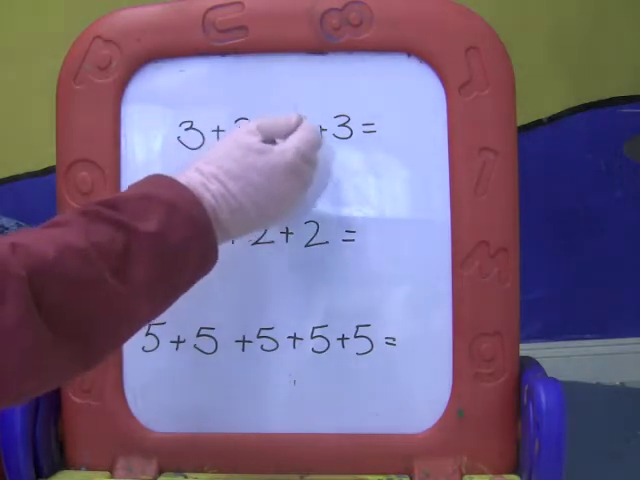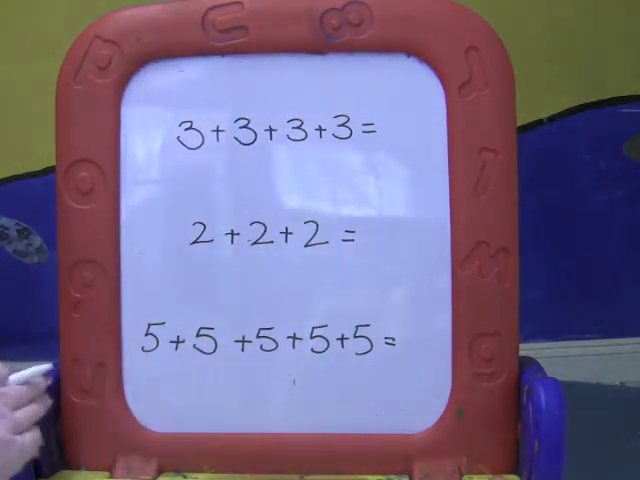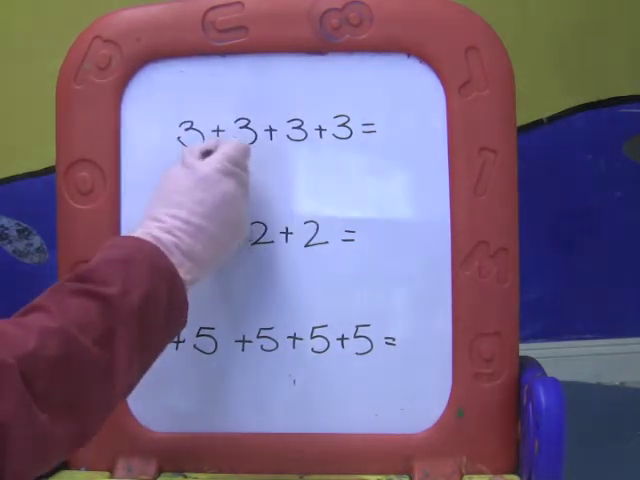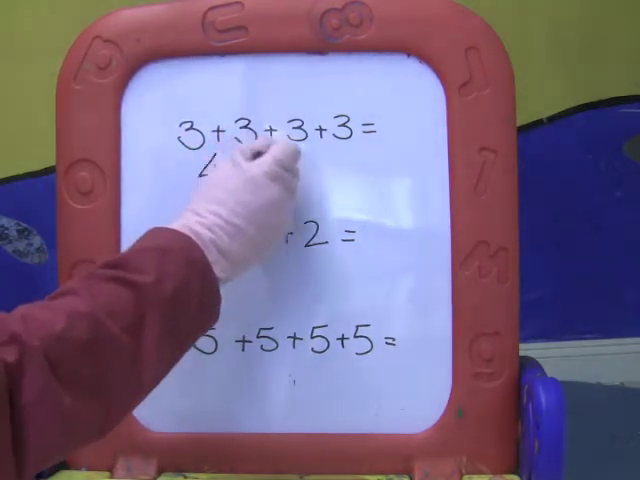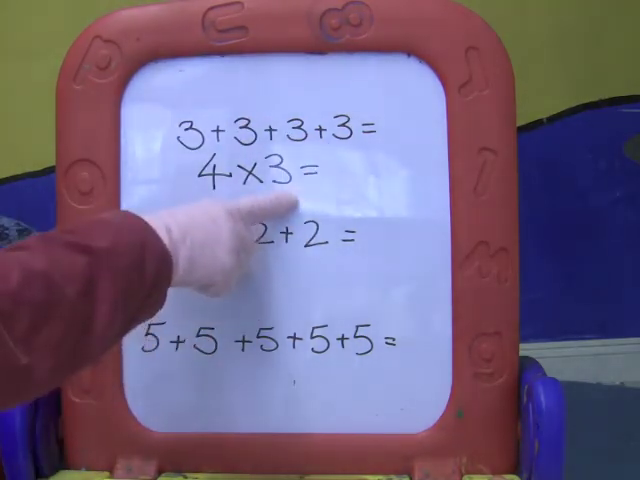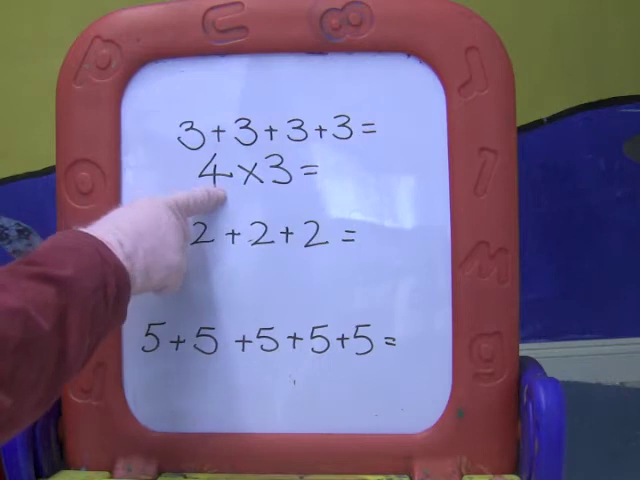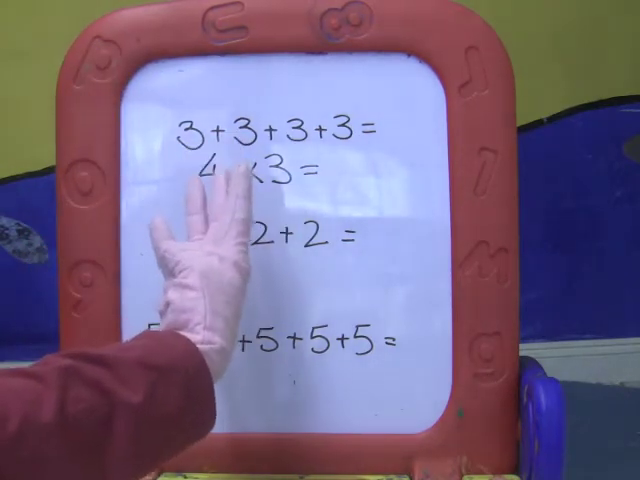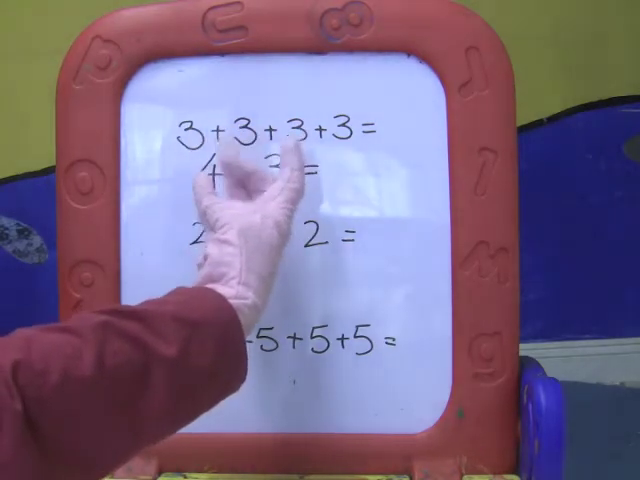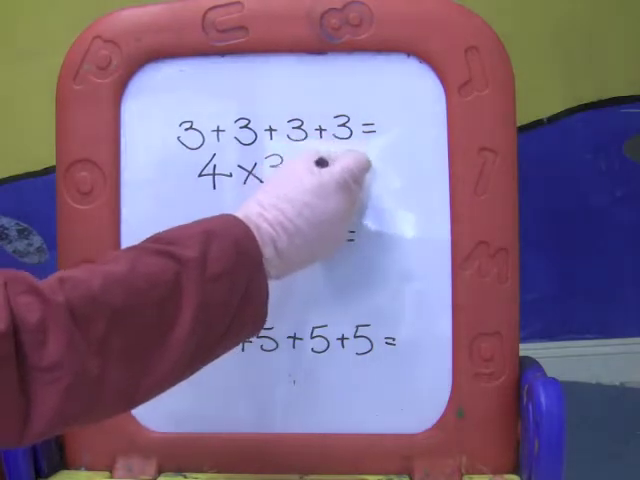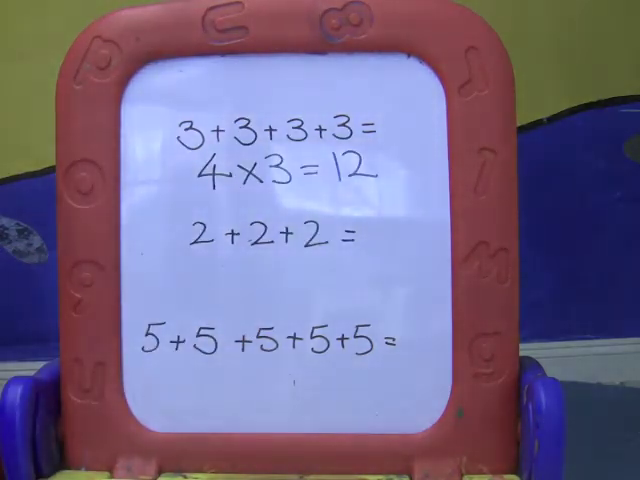Let's have a look at the first one. I've got 4, 1, 2, 3, 4 times 3, 4 lots of 3. And to work it out, I'm going to count in 3s 4 times. So 4 times means 4 fingers. And now I'm counting in 3s. 3, 6, 9, 12. 4 lots of 3 is 12.